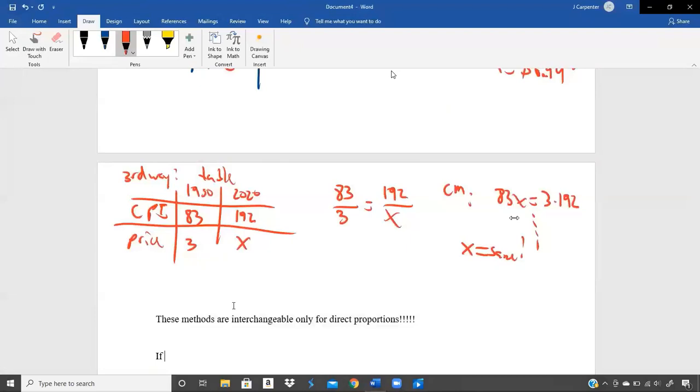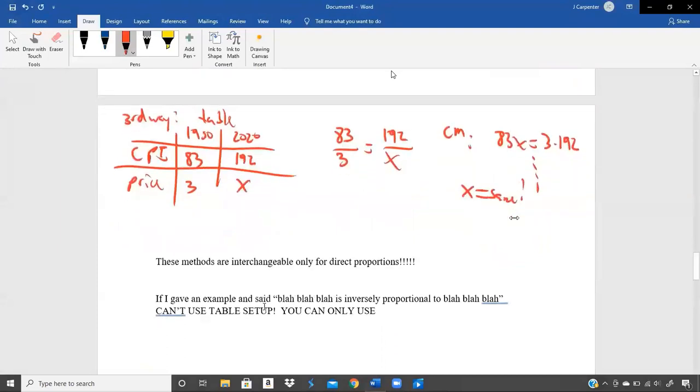So if I gave you an example and said blah, blah, blah is inversely proportional, blah, blah, blah, you can't use a table setup. And this isn't y equals kx because of the inversely word. It's y equals k over x.